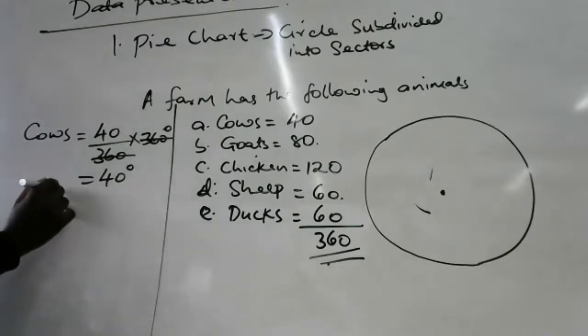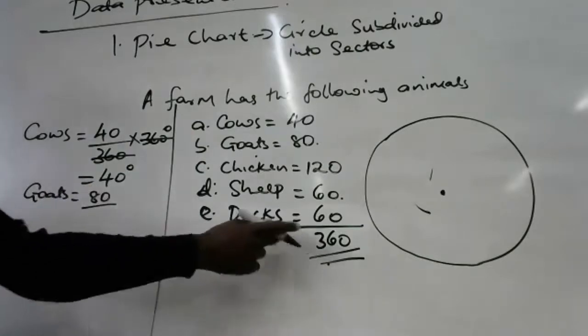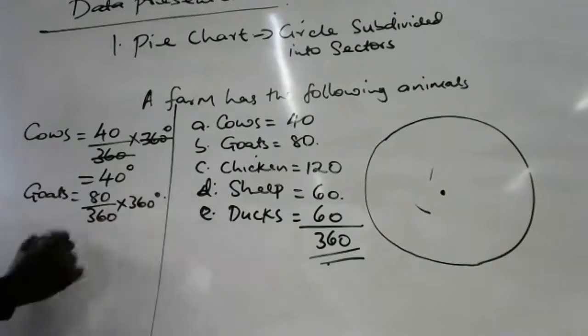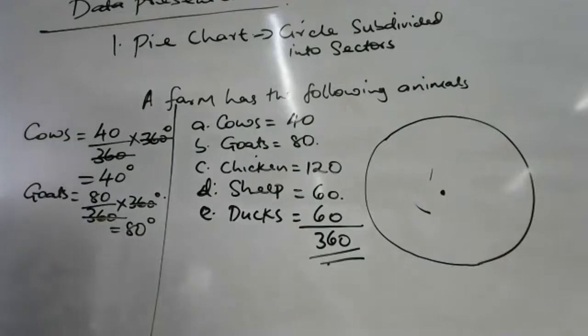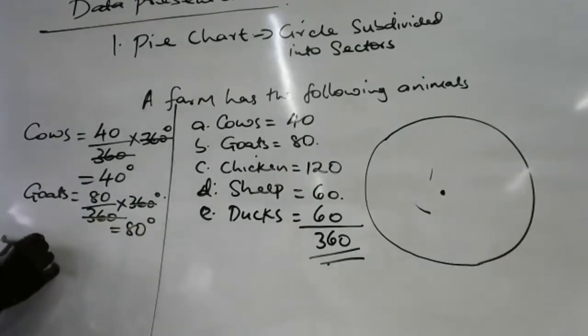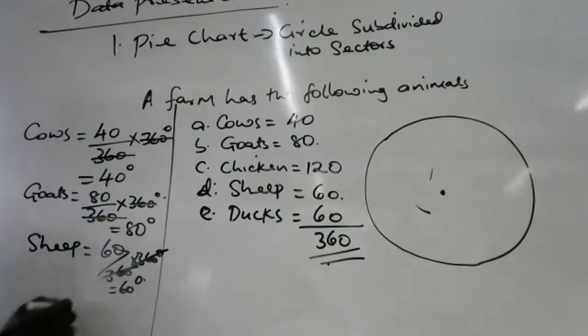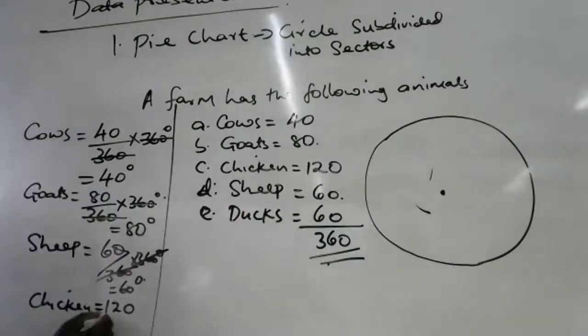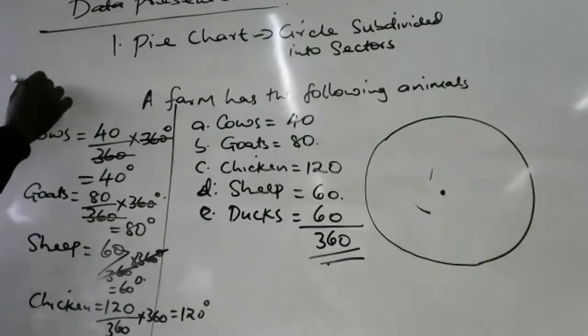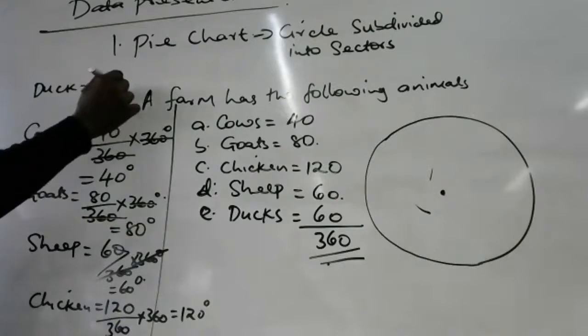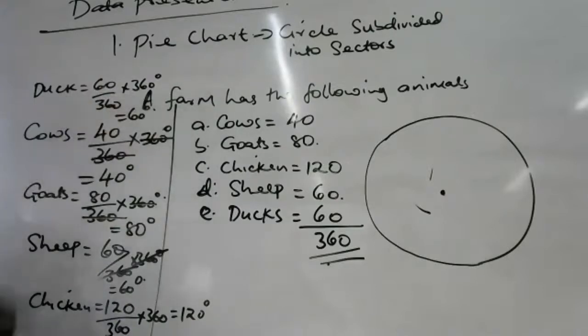For the goats, they are going to have 80 out of 360 times 360 degrees. In this case, they are going to be represented by a sector that has got 80 degrees. For the sheep, 60 over 360 times 360 degrees, that and that will cancel. You find that they are going to be 60 degrees. I skipped chicken. They are going to be represented by 120, which is the number, divided by the total, 360, times 360. So they are represented by 120 degrees. We can also talk about the ducks, which are 60 over 360 times 360 degrees, so they are going to be represented by a sector of 60 degrees.